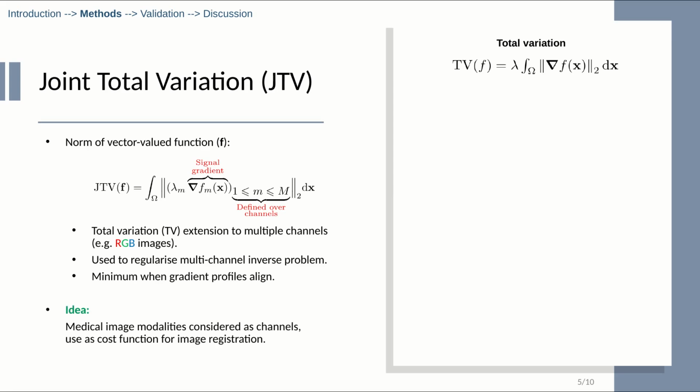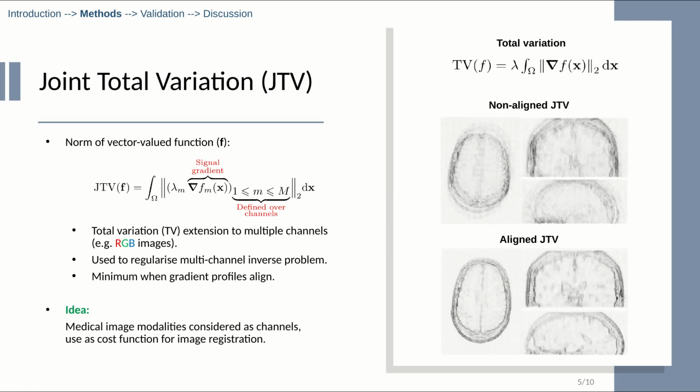So our idea is then to use this joint total variation norm as a cost function for image registration. To justify this idea, look at the image here on the right, where I show the voxel-wise joint total variation for non-aligned and aligned multi-channel MRI images, and the bottom image has a lower joint total variation than the upper one.